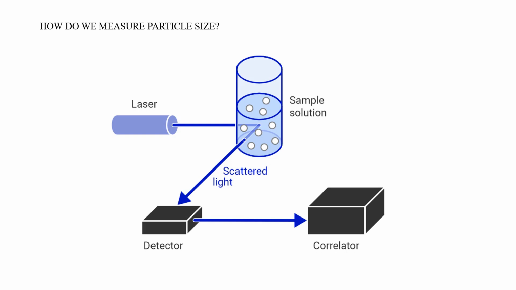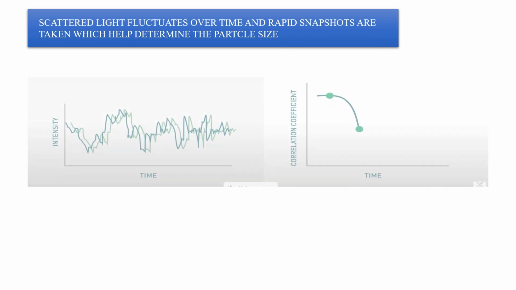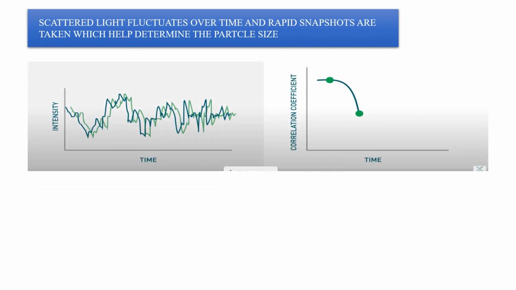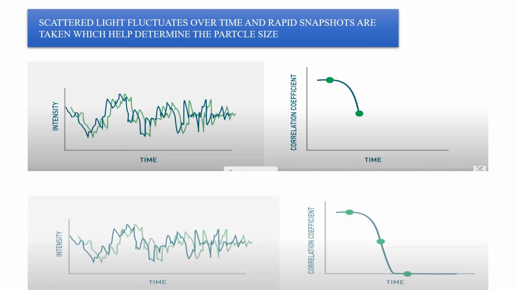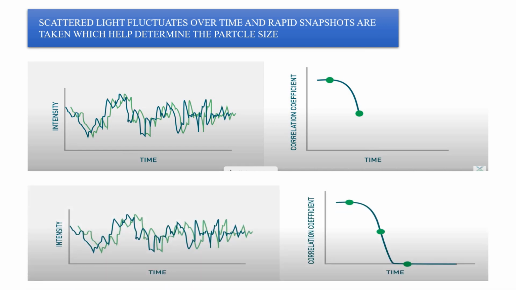Now, rapid snapshots of light scattering signals are taken one after another, always comparing these back to the original signal. Between consecutive snapshots, which are on the scale of nano or microseconds, the intensity of the signals is very similar. But when we look at the snapshots at longer intervals, the similarity begins to decrease. Eventually, the intensity of the signal changes completely. This process is called autocorrelation.